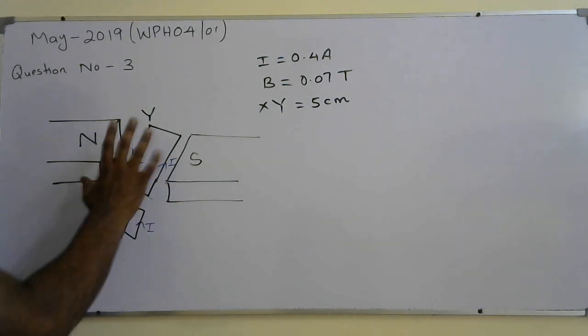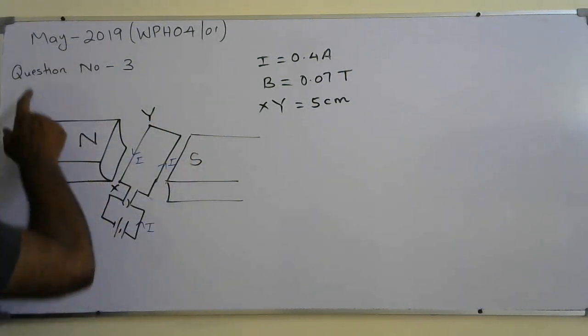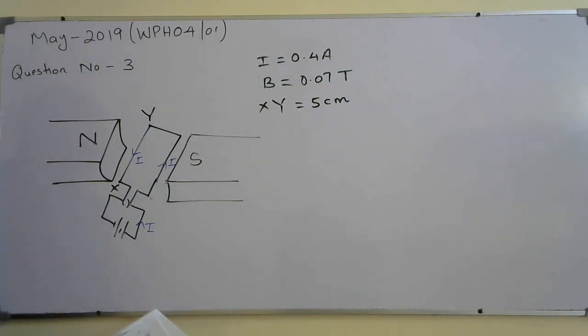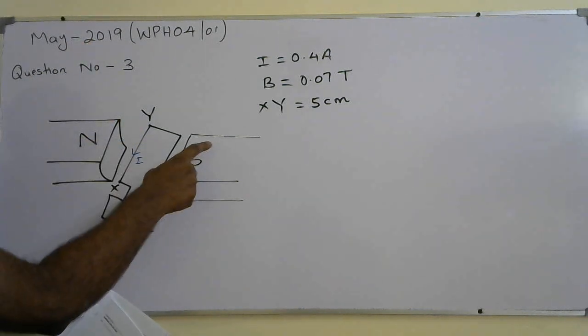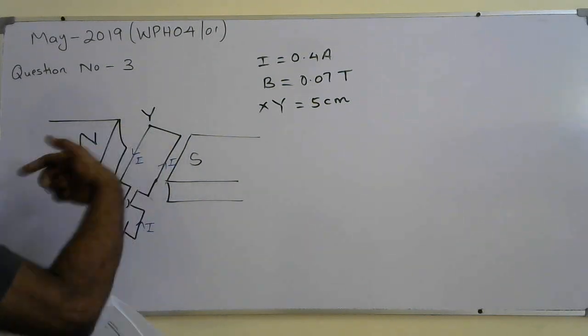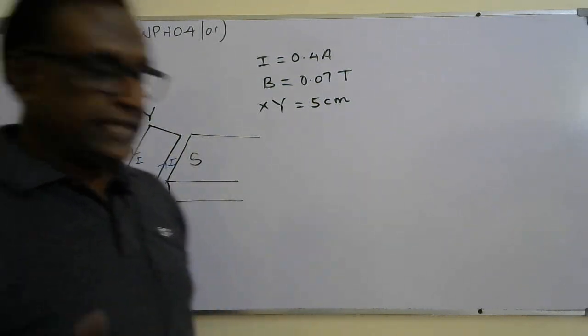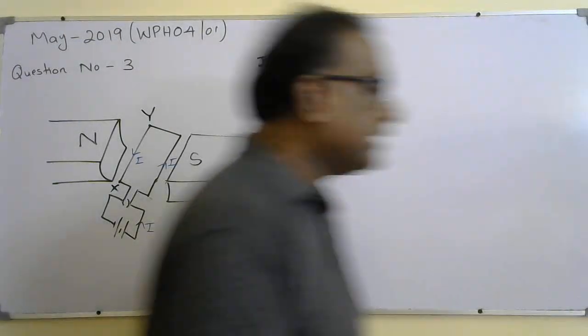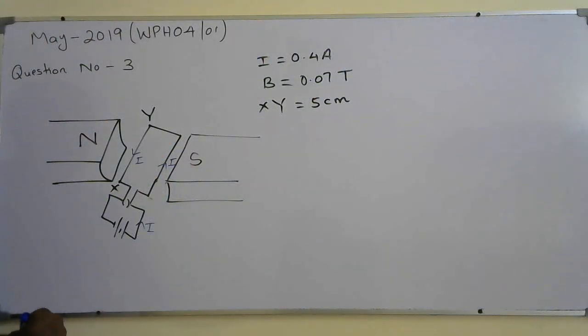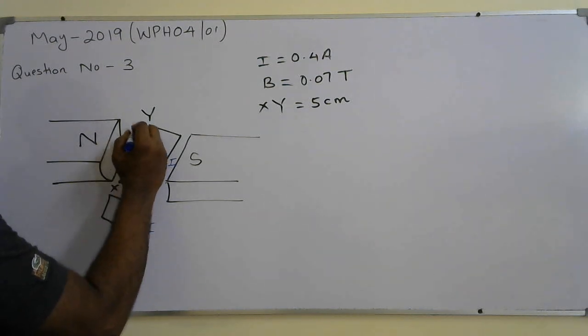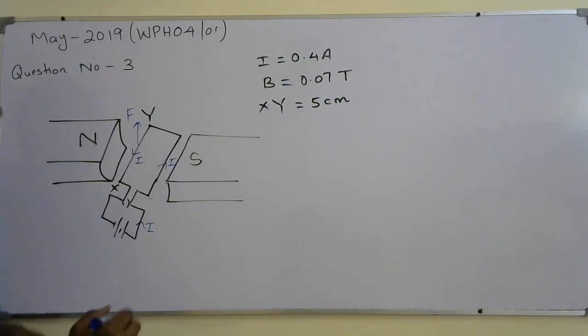So the coil, I couldn't draw exactly the same way. See the paper, question number 3, this paper. Here the field lines are from north to south and the current is coming out of the page, out of the board. So they are perpendicular to each other. The force acting on the side XY has an upward direction. We found it by using Fleming's left hand rule.